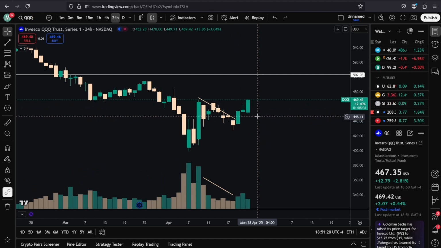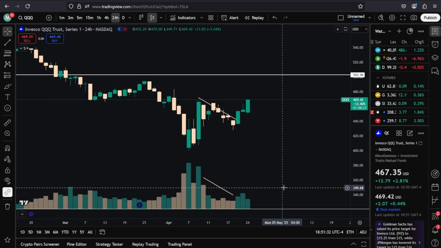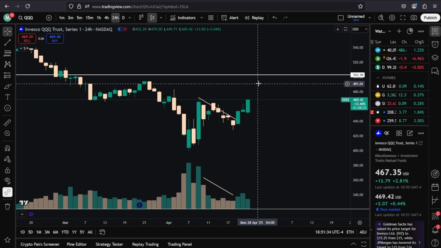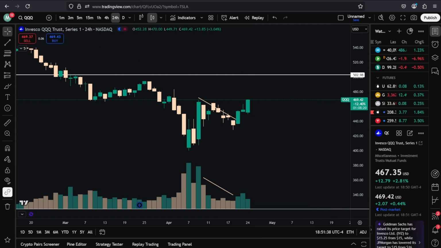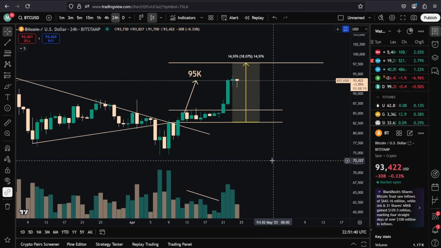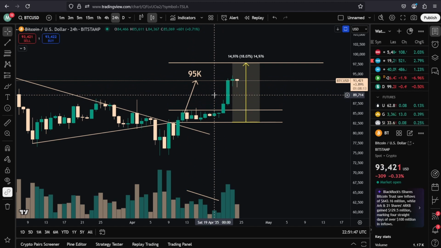Now what we'd be looking for is either consolidation sideways with volume decreasing as it consolidates, or we look for a continuation up with continued price action and volume to the upside. Going over to Bitcoin and reading this chart just because it looks so clean, we're going to break down exactly why I have a price target set to 95,000 on Bitcoin.